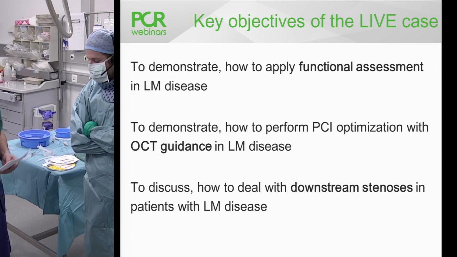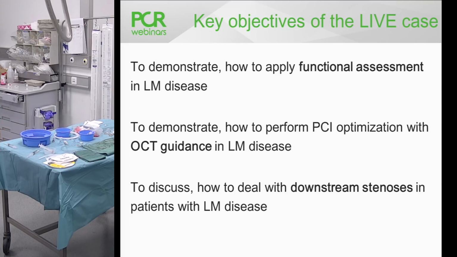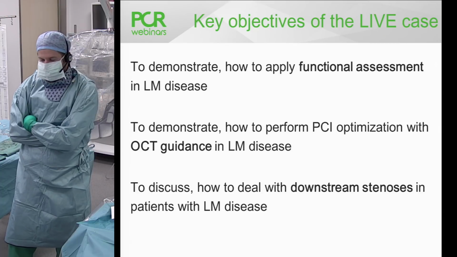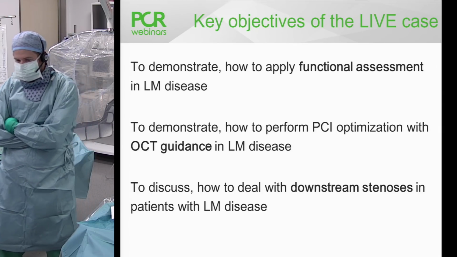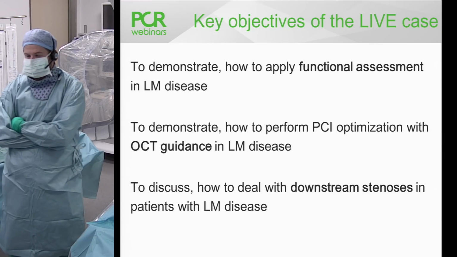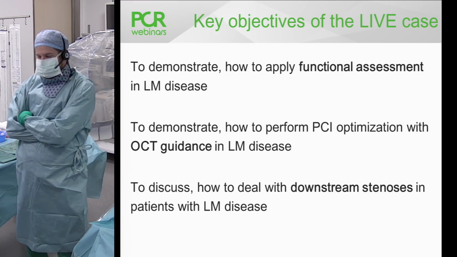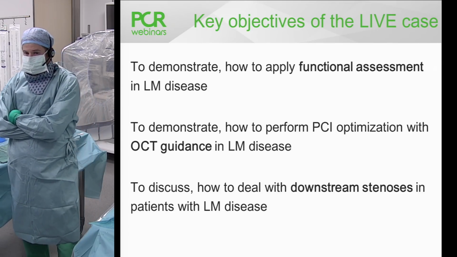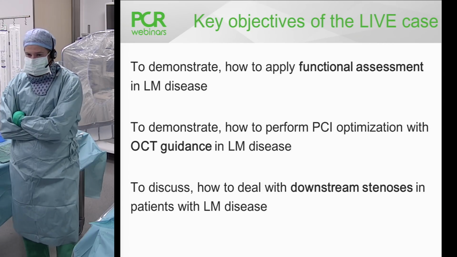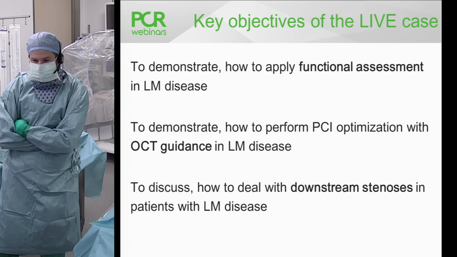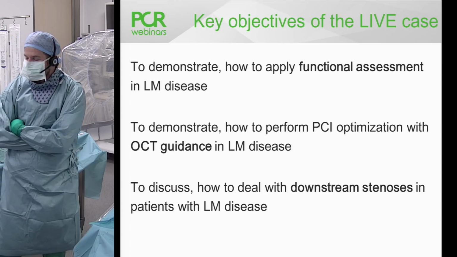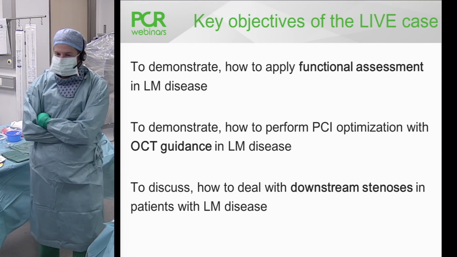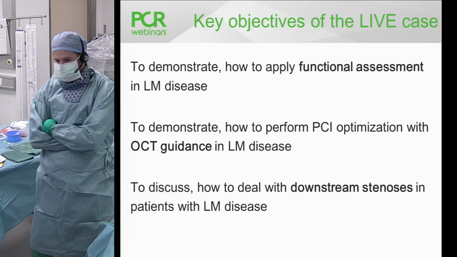So just to summarize what we did here today, we had a young patient with a history of anterior MI presenting with stable angina, having a clearly significant right coronary artery stenosis, which was treated during the previous procedure. During this procedure, we were facing an ambiguous left main plus a moderate LAD lesion. We performed functional assessment, demonstrated how to apply functional assessment of the left main, and since it was significant, we demonstrated how to use OCT guidance to perform optimal PCI of the left main, and how to understand the importance of downstream stenosis.